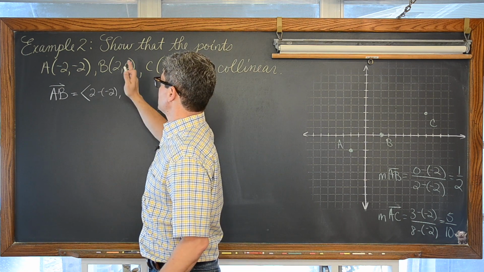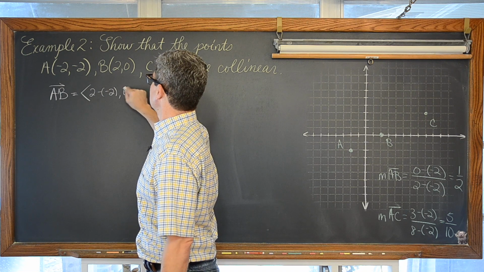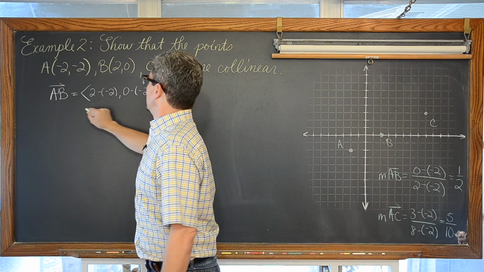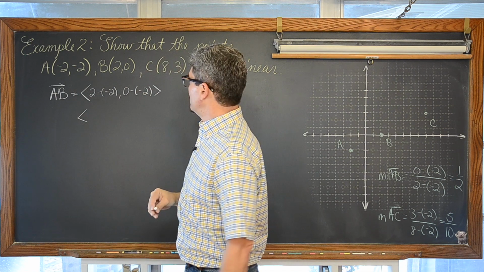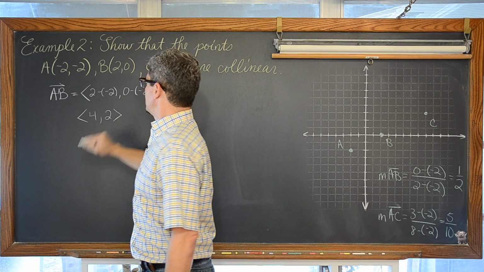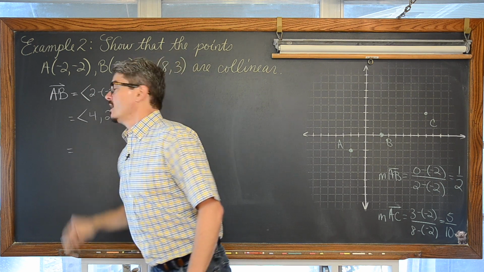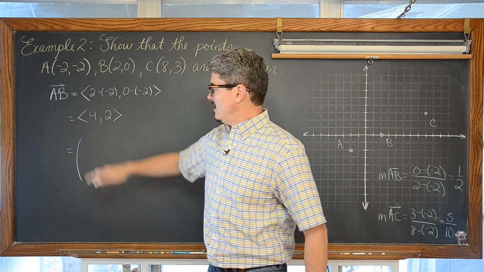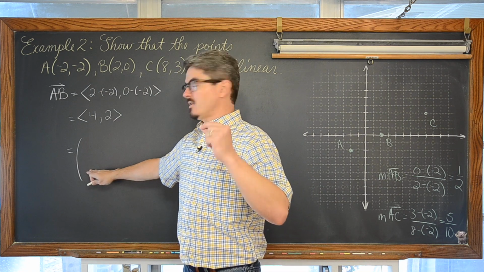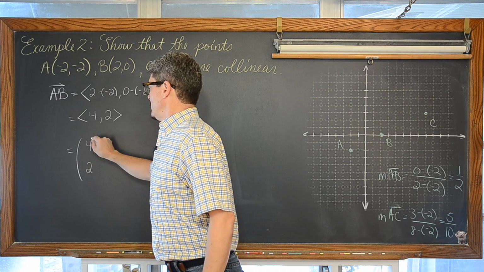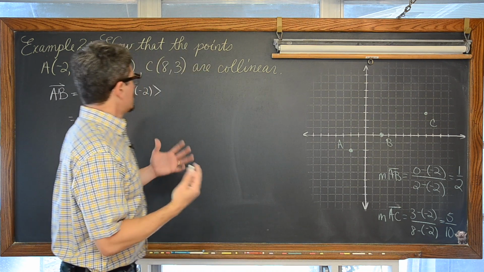This is the movements along the x-axis. 0 minus -2. And we get vector AB, which is equal to <4, 2>. If you're writing this as column vectors, that is going to be your movement along the x-axis, your movement along the y-axis, and the mathematics are just exactly the same. So it's going to be 4 and 2.